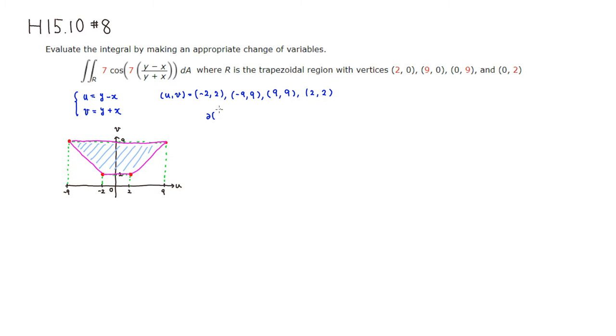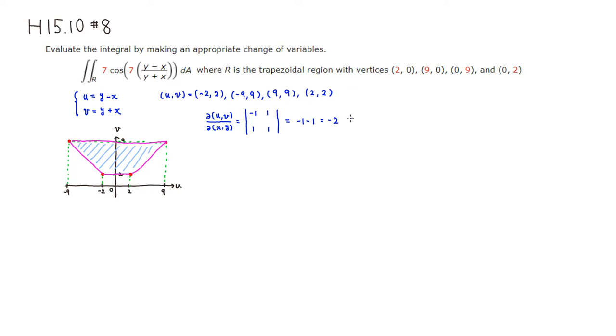So partial of u comma v with respect to x comma y. Partial of u with respect to x is negative 1. Partial of u with respect to y is positive 1. Partial of v with respect to x is 1. Partial of v with respect to y is 1. So this is negative 1 times 1 is negative 1, minus 1 times 1 is 1, so it's equal to negative 2.